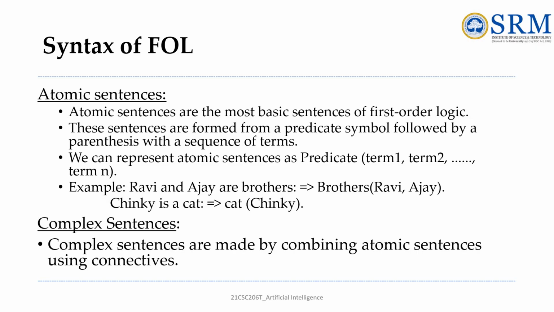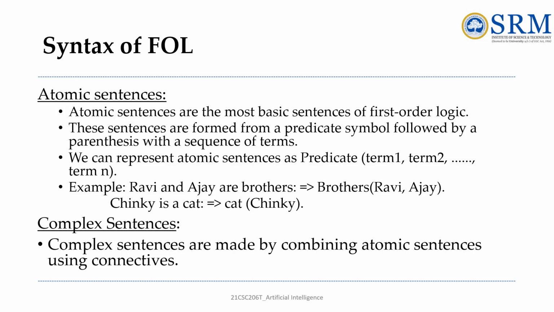Atomic sentences are the most basic expressions in first order logic. These are formed by applying predicates to a set of terms. For example, Ravi and Ajay are brothers becomes brother of Ravi, Ajay. Another example is Chinky is a cat, so it becomes cat of Chinky.